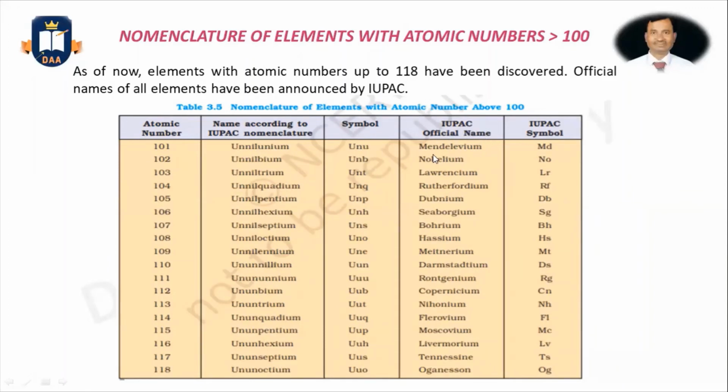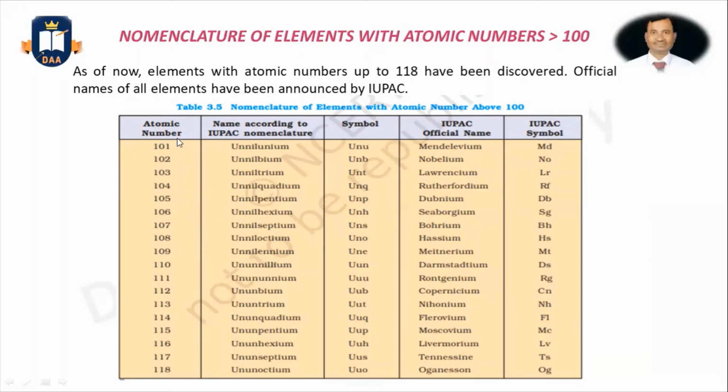IUPAC official name Mendelevium. That means this naming is a tribute to the scientist Mendeleev, who discovered the periodic table. First he discovered it, after that he modified it. It was explained in the previous class. And its IUPAC symbol is Md, capital letter M, small letter d.